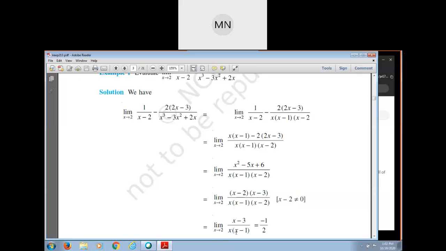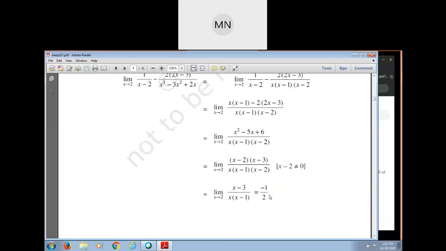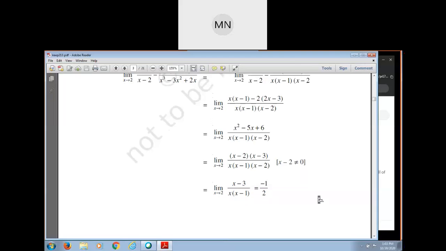Okay, is it clear? Yes. And when we put x equals to 2, we get minus 1 divided by 2. Okay? Is there any doubt? Okay, then I will give some problems and try to solve it.